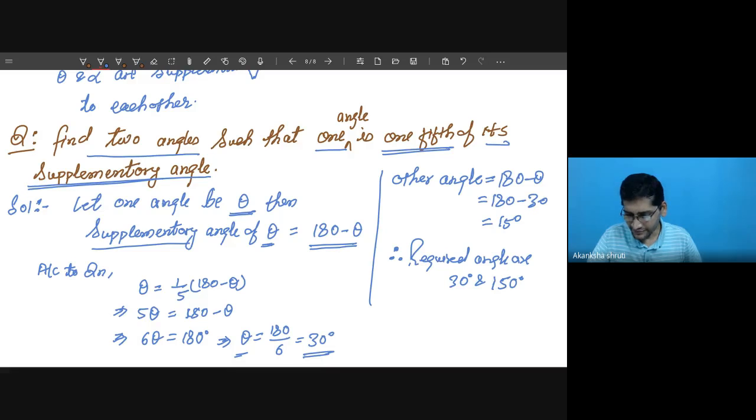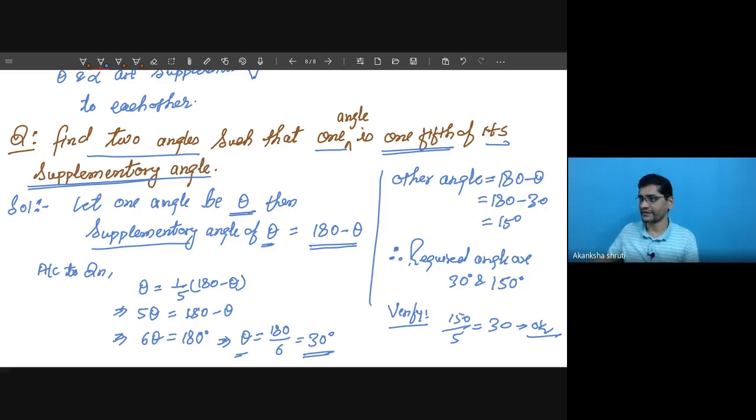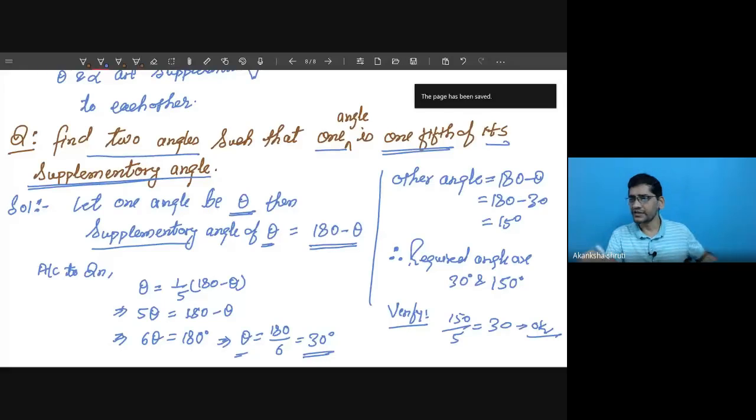Students, you can verify this. How can you verify? One is 1/5 of the other. So if you divide the bigger angle by 5, you get the smaller angle. So it is okay. You just take 1/5 of the bigger angle and you get the smaller angle. So the condition is satisfied. This way you can verify your answer by yourself. So this is related to complementary angle and supplementary angle.